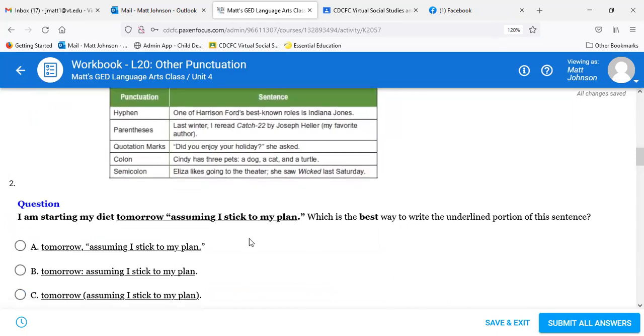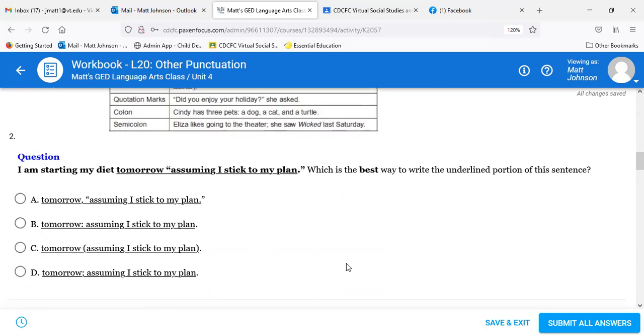Tracy, would you like to try 2? I am starting my diet tomorrow. Assuming I stick to my plan. What is the best way to write the underlined portion of this sentence? A. tomorrow. Assume I stick to my plan. B. tomorrow. Assume I stick to my plan.